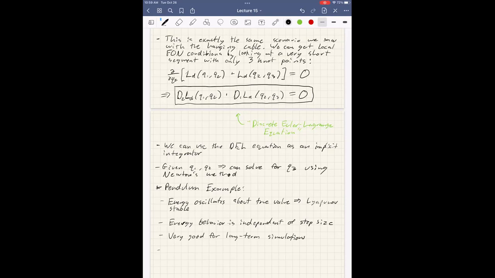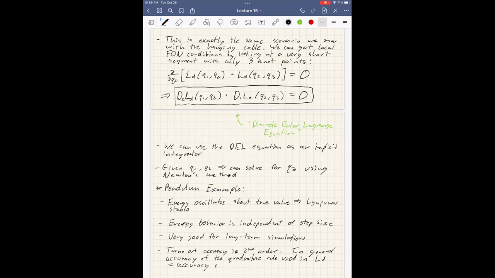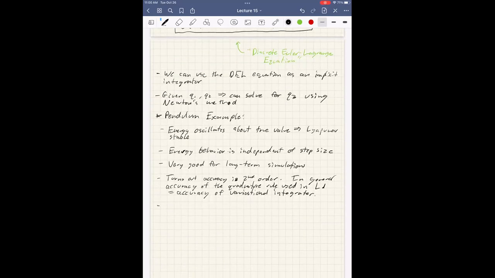What else? It turns out accuracy is second order, unsurprisingly. And you can do other orders very easily. In general, the accuracy of the quadrature rule that you use for LD is equal to the accuracy of the resulting integrator as a Runge-Kutta method, in the classic Runge-Kutta sense. So therefore it's really easy to construct higher order methods.